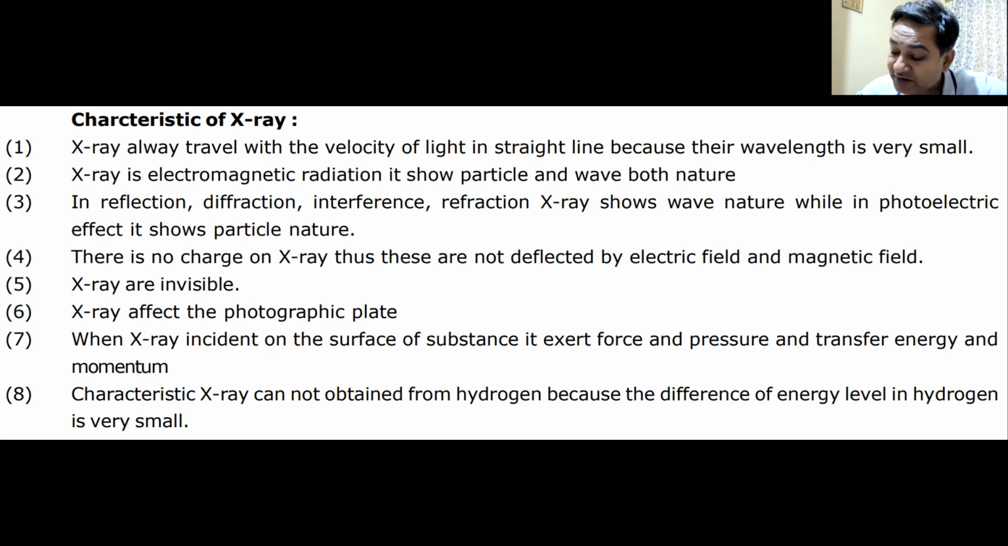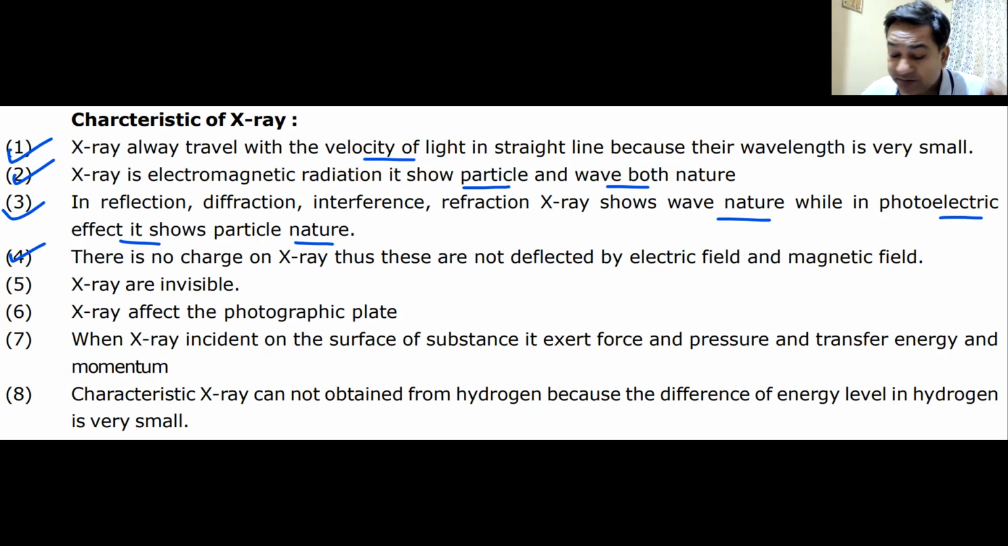X-rays always travel with the speed of light. Yes or no? Yes, sir. It's an electromagnetic radiation. It shows both particle and wave nature. Yes or no? It comes under the type of photon. It has dual nature. In reflection and diffraction, it shows wave nature, but in the photoelectric effect, it shows particle nature. We have already covered this. Yes or no? Yes, sir.